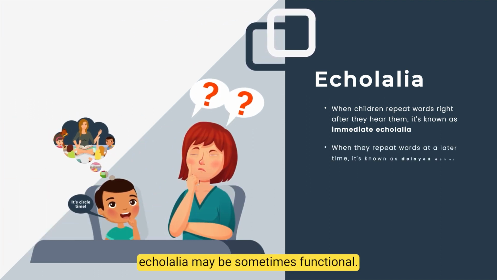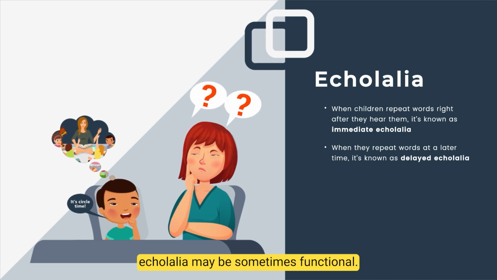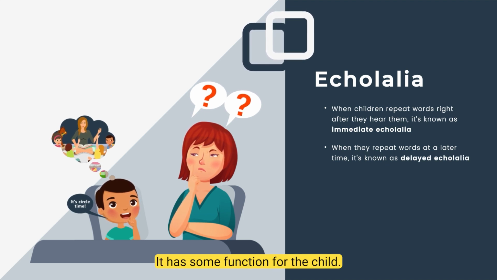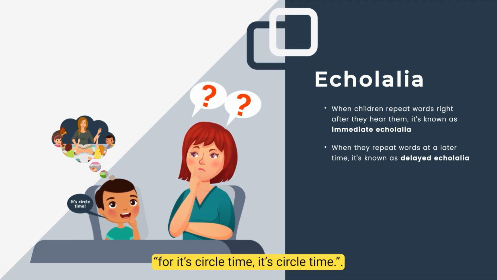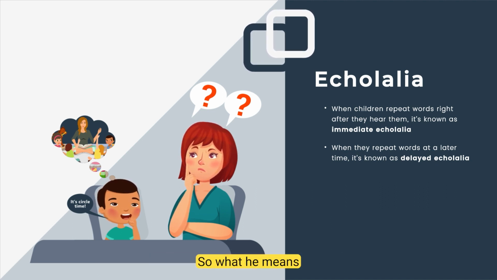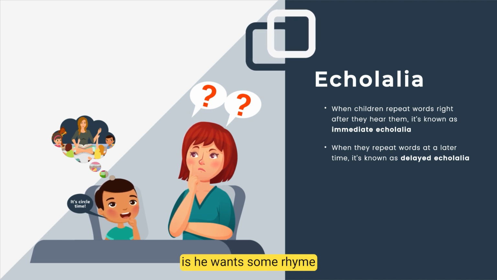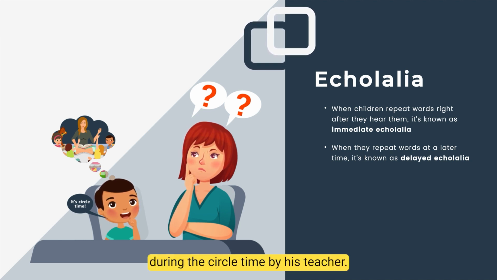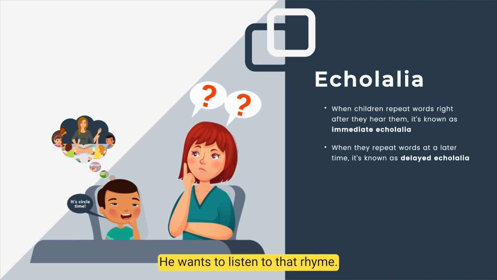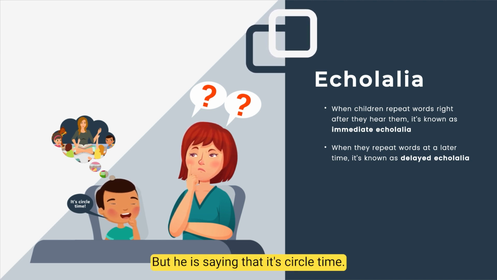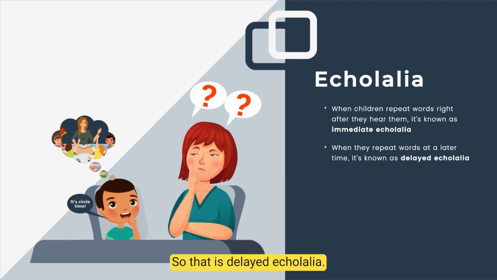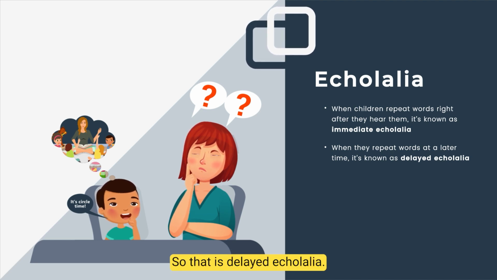But delayed echolalia may sometimes be functional. It has some function for the child. So delayed echolalia happens when the child says, it's circle time, it's circle time. What he means is he wants some rhyme that was sung during the circle time by his teacher. He wants to listen to that rhyme. That is what he means, but he is saying it's circle time, it's circle time. So that is delayed echolalia.